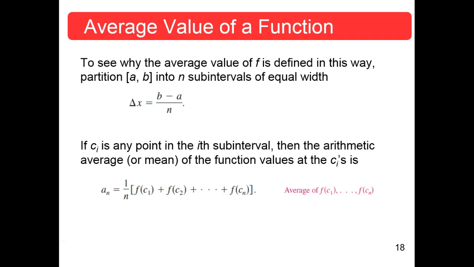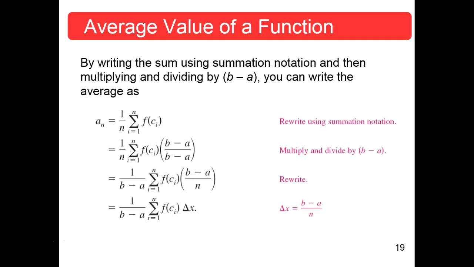This A has nothing to do with that A. This is an average A. That's your initial endpoint. I wish I'd have used different letters. By writing the sum using summation notation, which is really what I love doing, and dividing by b minus a, you can then write the average as, now this again is the average, 1 over n times the summation of i equals 1 to n of alpha C sub i.